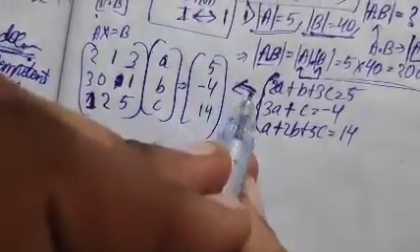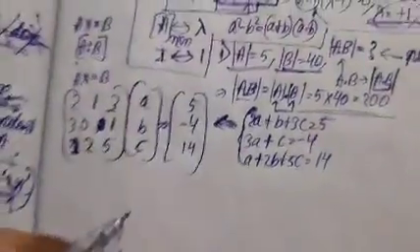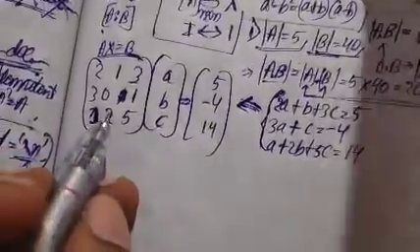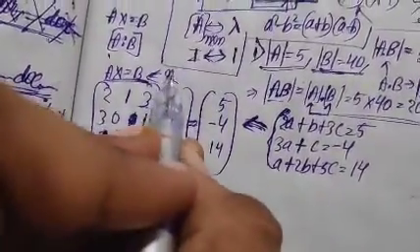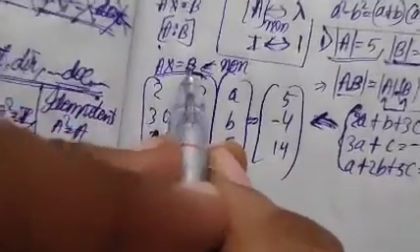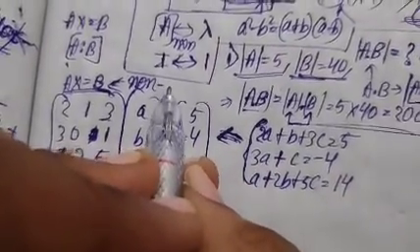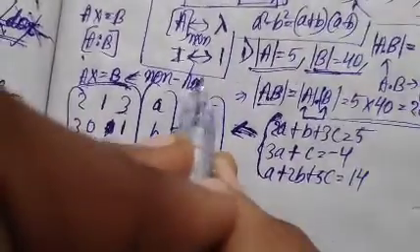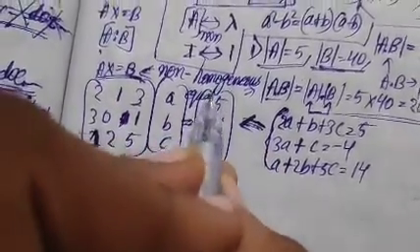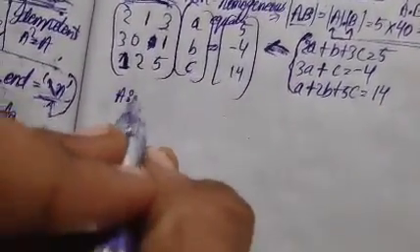And from this we express it in the form of a matrix, which is AX equals B, and this is actually a non-homogeneous equation because B is not zero. If B is zero, we call this a homogeneous equation. This is the case of a non-homogeneous equation. And let us write this augmented matrix.